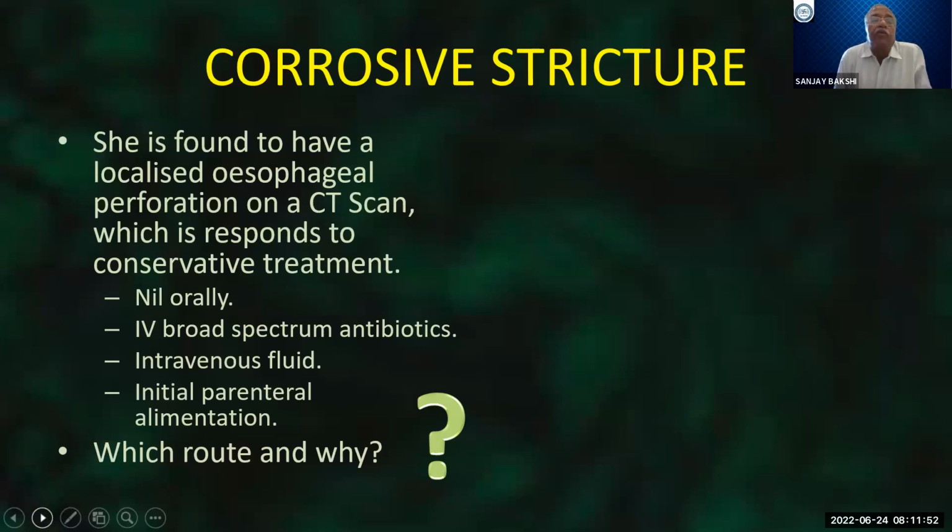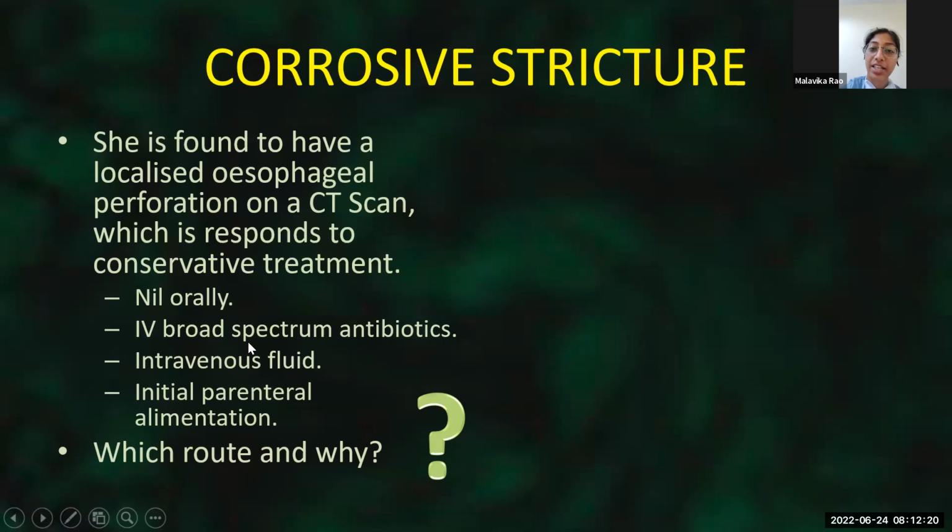So she's found to have a localized esophageal perforation on a CT scan, which responds to conservative treatment. Fortunately, as I said, this is the rationale for treating it conservatively because she has a localized perforation. Then nil orally, IV broad spectrum antibiotics, intravenous fluid, and an initial parenteral alimentation. Now we're getting into the nitty-gritty of nutrition. Now, which route and why?